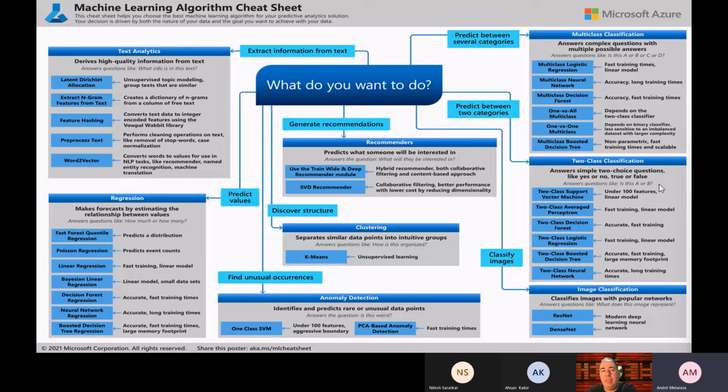This would be just for A and B. Image classification, you also have a few of them. Most of these will use neural networks. When you handle images, neural networks is the ideal scenario.